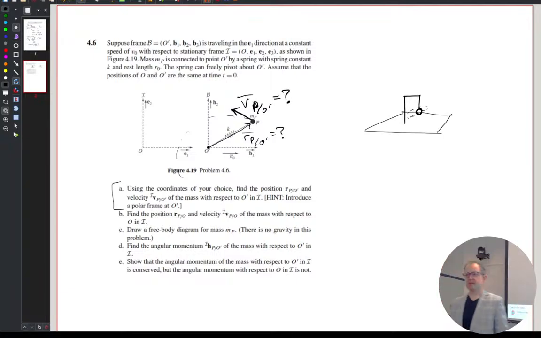So the first step is just trying to figure out, how do we describe this? We're not trying to come up with numbers for this. We're just trying to say, what's the bare minimum of things that we need to know to describe its position and its velocity.